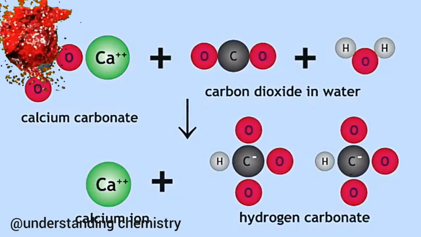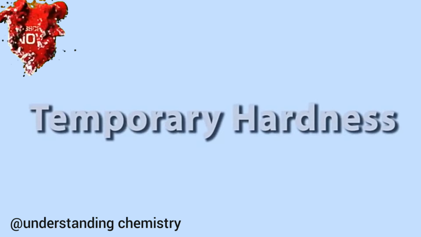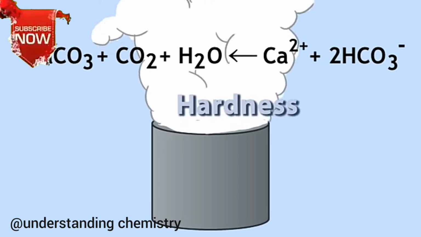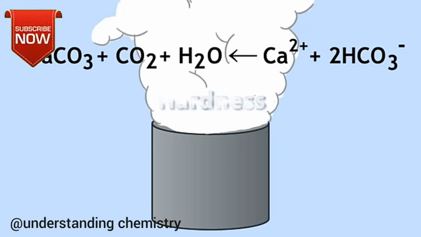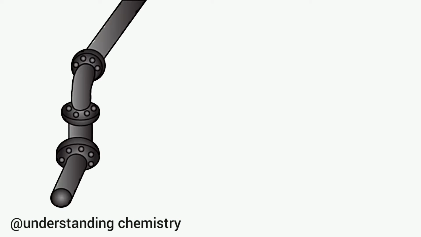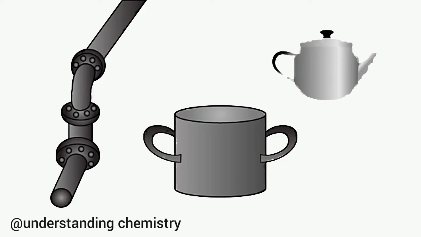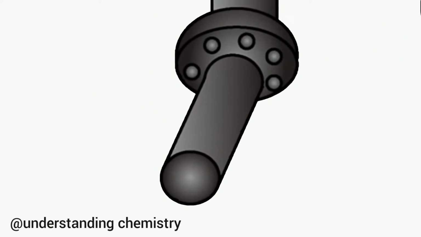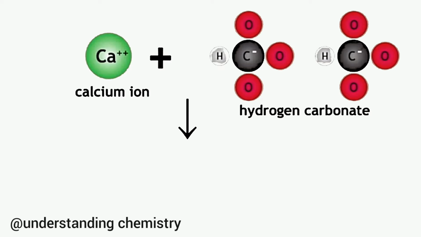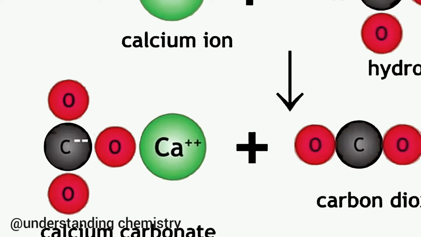This form of hardness is called temporary hardness because boiling reverses the reaction and the hardness is removed. But the limestone will deposit in your pipes, on the cooking utensils or in your kettle, forming something we call lime scale. And this is also how stalactites are formed in those big caves.